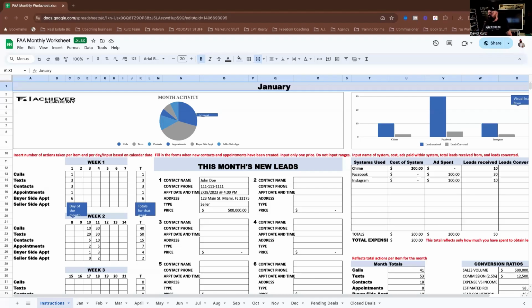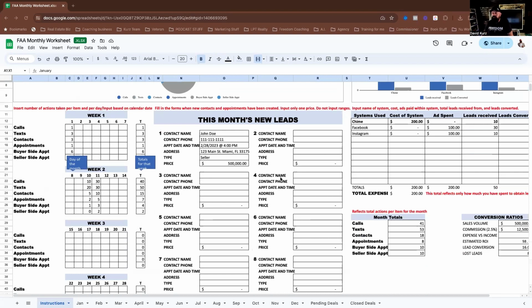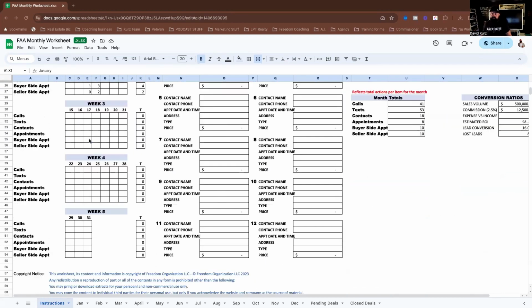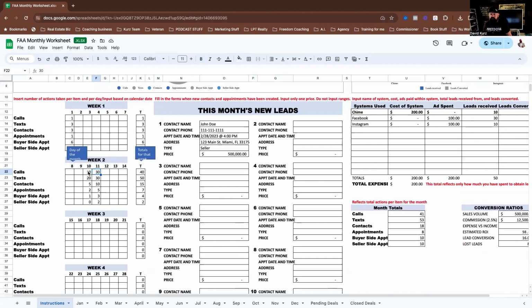All right. So I'm going to share my screen with you real quick here. What you should be seeing in front of you is the worksheet, and you'll notice a few different sections here. You've got weeks 1, 2, 3, and 4. We put an opportunity for 31 days on there, so it goes weeks 1, 2, 3, 4, and 5. In those 31 days, you have an opportunity to fill them in with numbers.